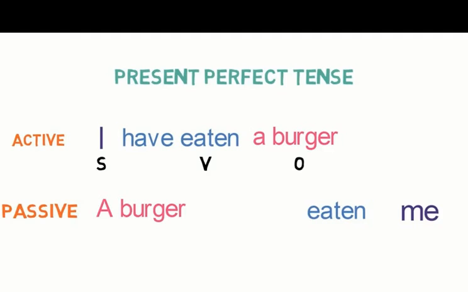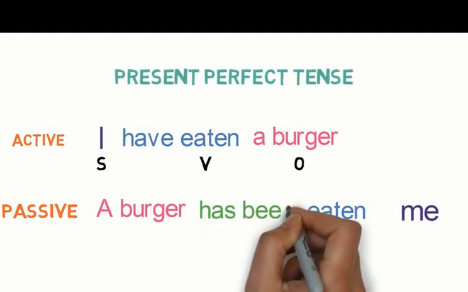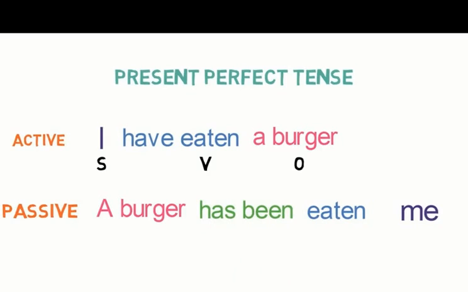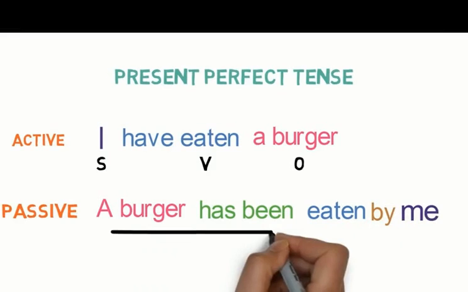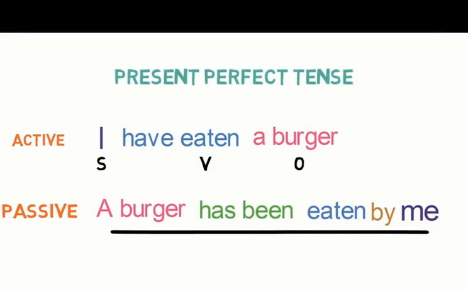And look at helping verb will be has been. Here a burger is singular, so we have to write the perfect form. In perfect form, it is has been. And finally, attach the preposition by before the subject. So the passive voice sentence will be, a burger has been eaten by me.